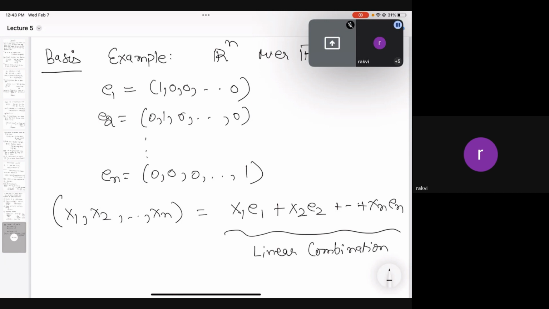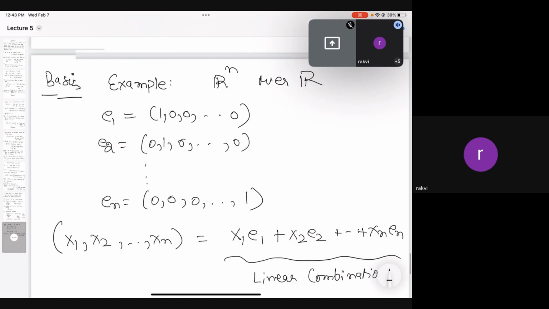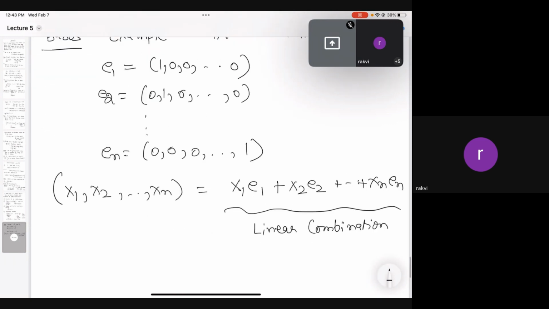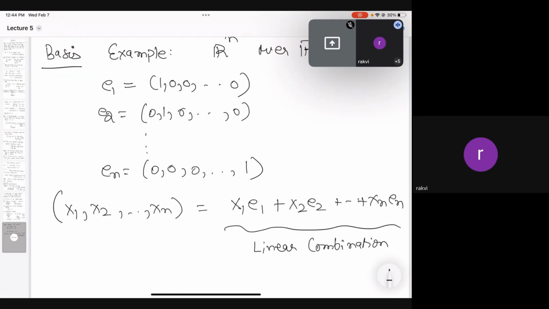So basically, it's a finite sum, first of all. We have a bunch of vectors, and then we multiply them with scalars, and then we add them. Everything turns out to be a vector because we are in our vector space. So a basis, this is one property, right? That I can write every vector as a linear combination of my e_i's.